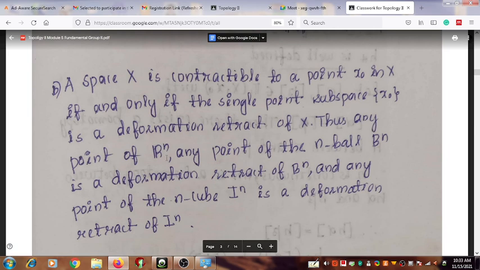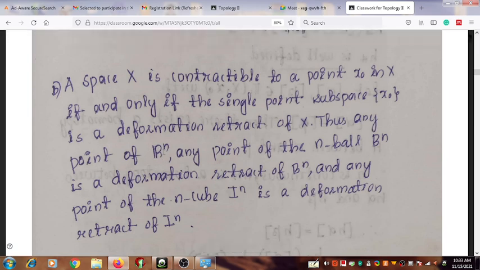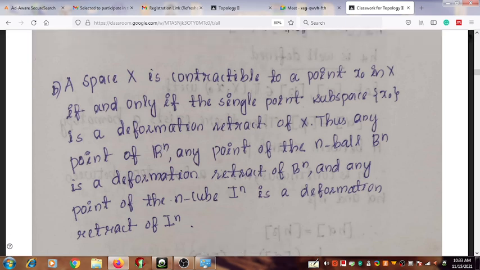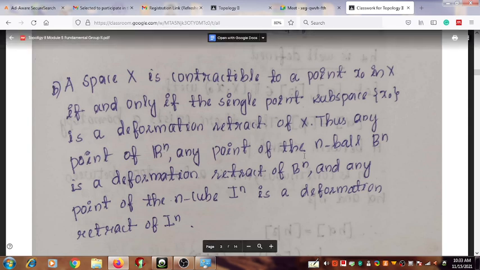you consider the space Rn, the n-dimensional space Rn. The entire space can be contractible to any single point in it. So the entire space Rn can be contractible to any given point in it, and also any point of the n-ball Bn, the n-dimensional ball, is a deformation retract of Bn. So these are the two simple examples.